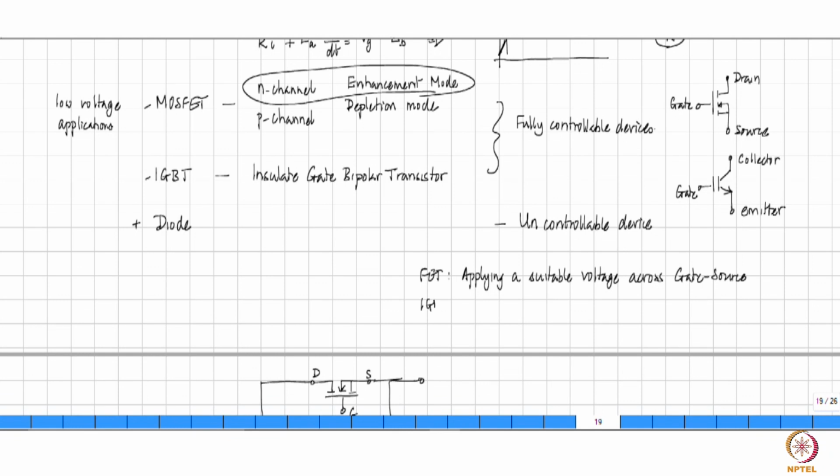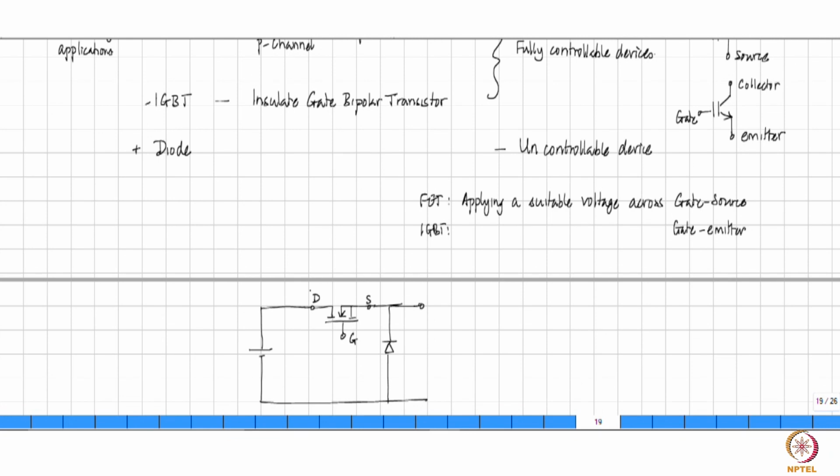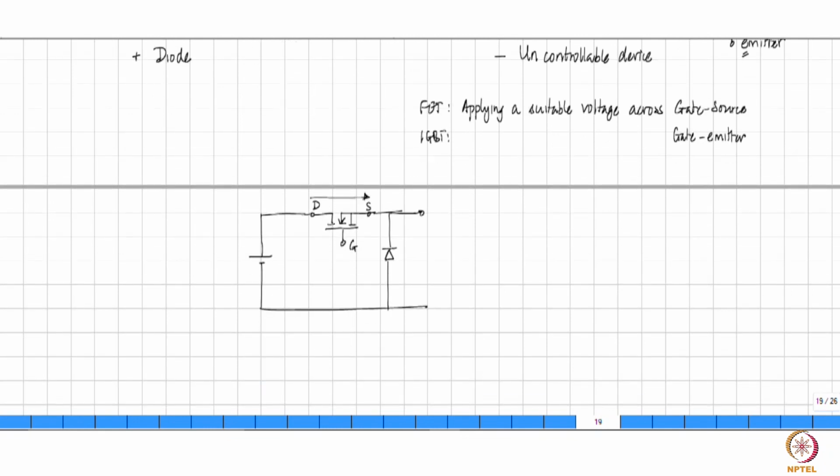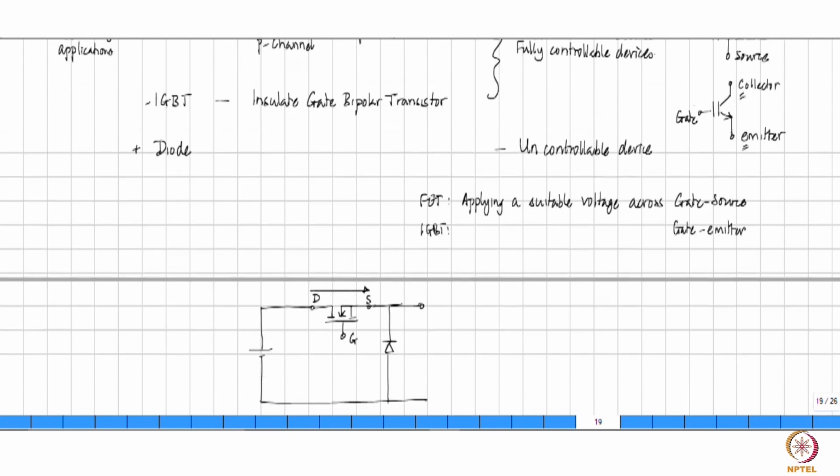The IGBT is operated by applying a suitable voltage across gate and emitter. So if you apply a voltage that is high enough, it will turn on and behave like an on switch. It will behave like an on switch between the terminals drain and source, so current will flow that way. The IGBT will behave like an on switch between the two terminals C and E. That is how one can make this circuit operate. Right?